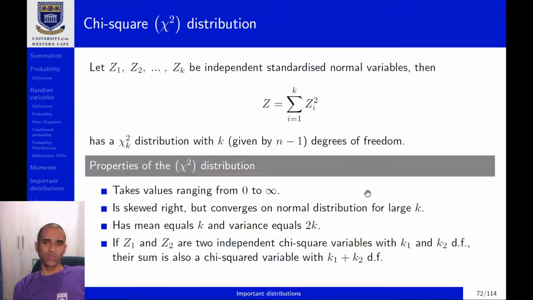Okay, so this distribution is quite different from the normal distribution, even though it's really just a transformation of the normal distribution. Particularly, it's a squared normal distribution. So because it's squared, it cannot take on values that are less than 0. Further, it is skewed right, because the extreme values of both ends of the normal distribution are squared. But it does converge on the normal distribution for large k. And it has mean equal to k and variance equal to 2k. The last two properties not so relevant for us.